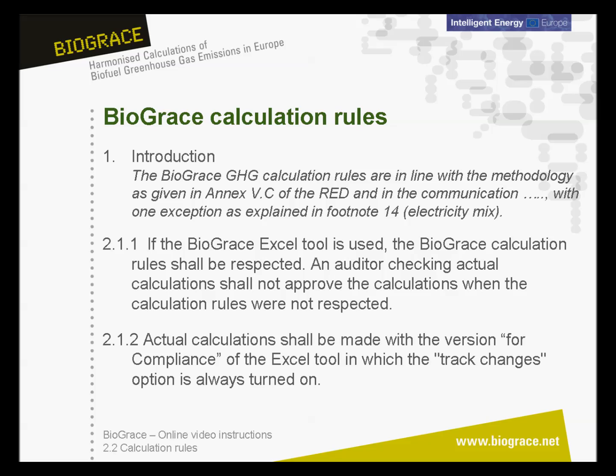Rule number 2.1.2 states that the for compliance version of the tool should be used. This means that the track changes function of the tool should be left to on when changing numbers in the tool. If track changes is turned to off, then an auditor shall refuse to verify the calculation. The track changes button has been explained shortly in video instruction 1.4 and will further be explained in video instruction 2.4.